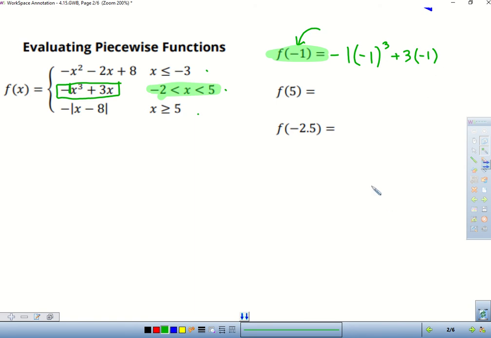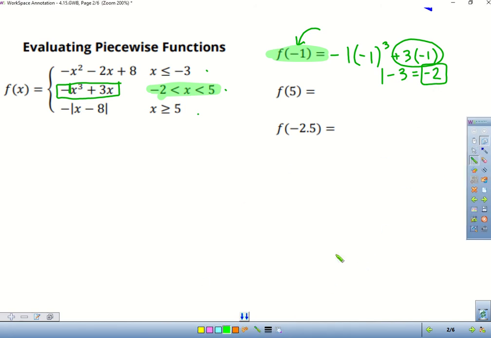And then I just need to evaluate that. What is -1 times -1 times -1? Negative, -1, good. -1 times -1 is? 1. 1 minus 3 is? -2. Good. Is it plus 3? No, because I had to multiply it by the -1.